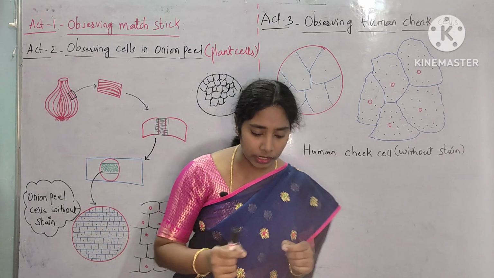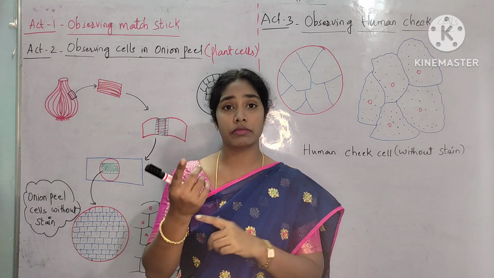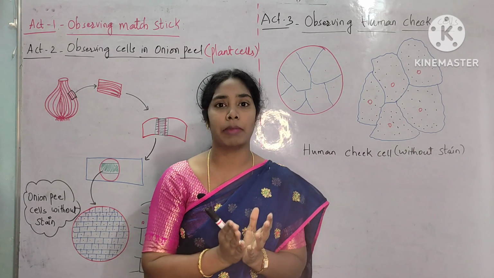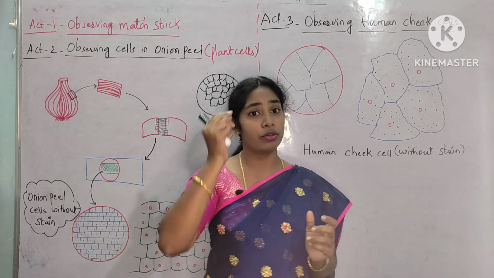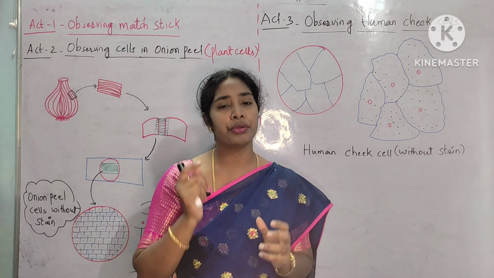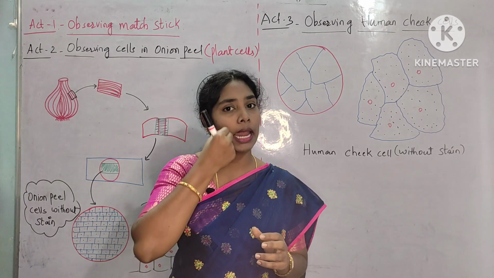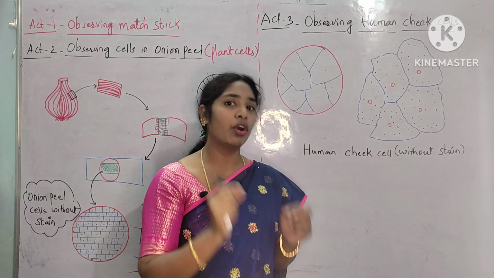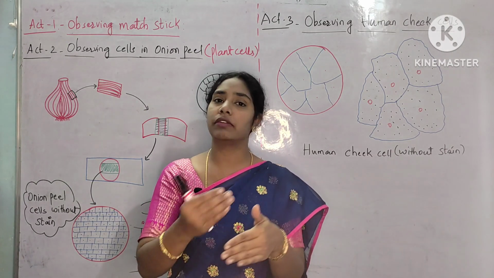You take any blunt material, like an ice cream spoon, and scrape. First you must clean your mouth and then scrape the inner layer of your cheek. It should not be sharp or hard. You take any blunt-edged material and scrape the inner layer of your cheek. Take that material, put it on the slide, add a drop of water onto it and then observe under the microscope.